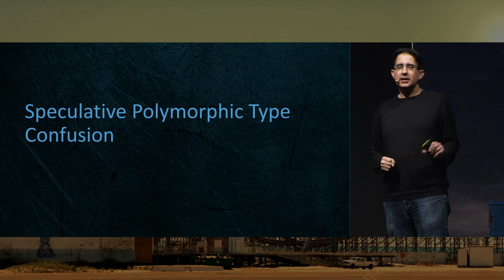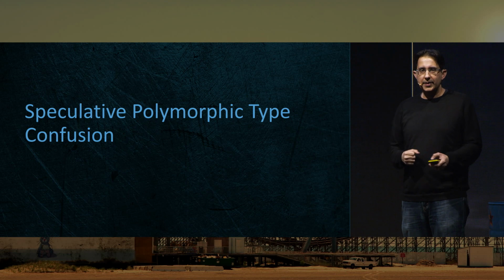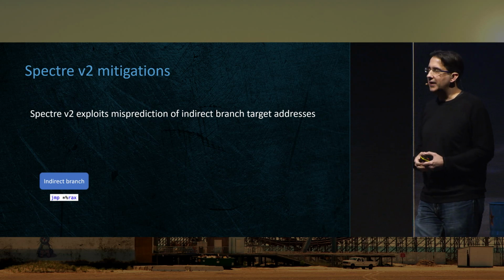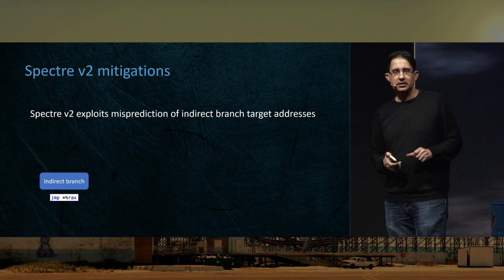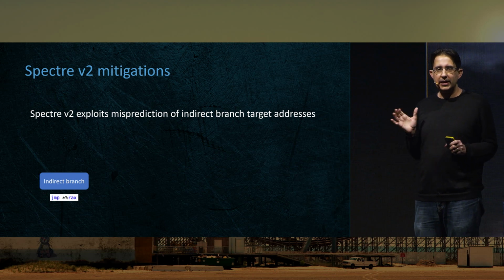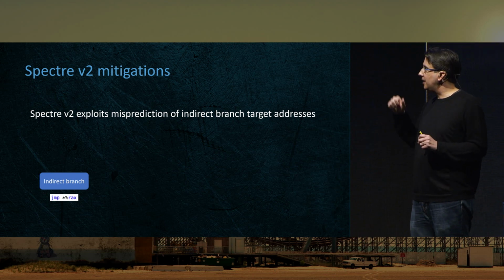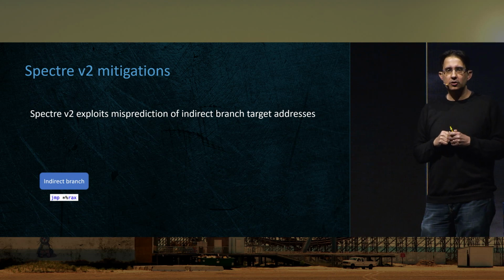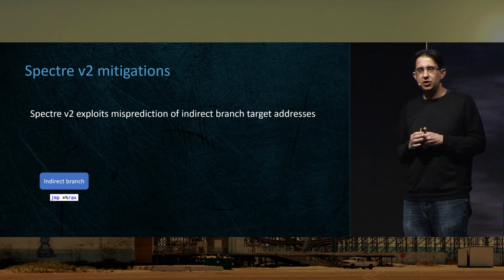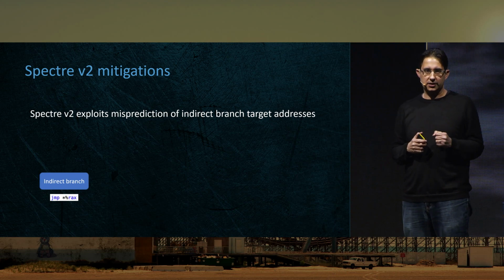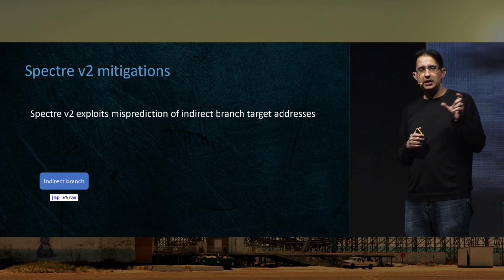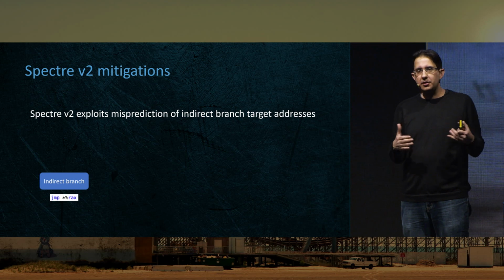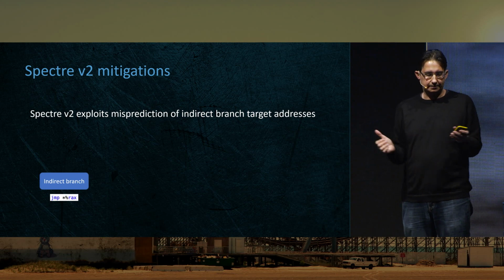And finally, I want to talk about a speculative type confusion related to polymorphism in the kernel. And the funny thing about this analysis is that the problem is caused by another Spectre mitigation, this time of another variant called Spectre variant 2. So Spectre variant 2 is about exploiting the misprediction of indirect call targets. So it tries to predict where an indirect call will jump to. And the attack was able to get indirect calls to jump to any location, to arbitrary locations.